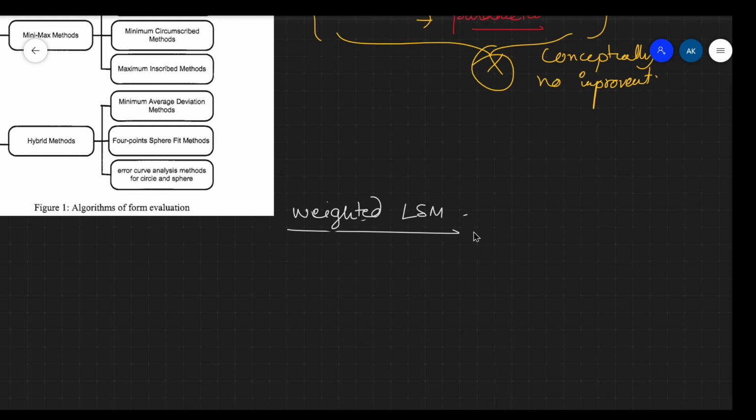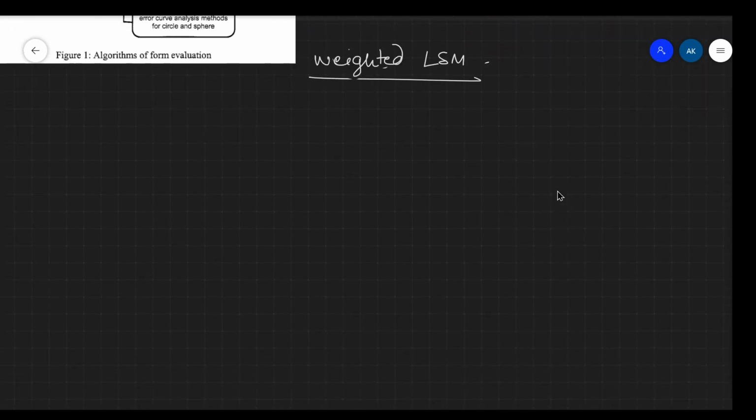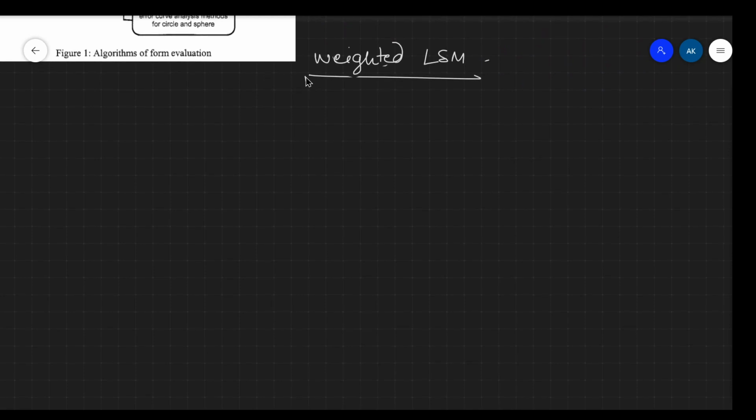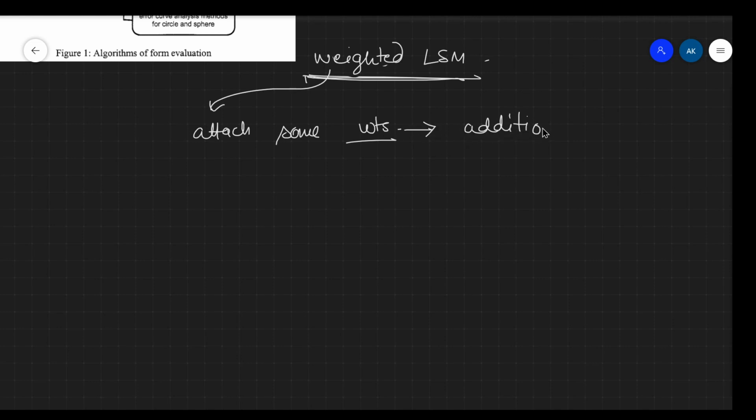Weighted least square method. So in this, what happens? We attach some weights. Now, what are these weights? These are some additional importance.